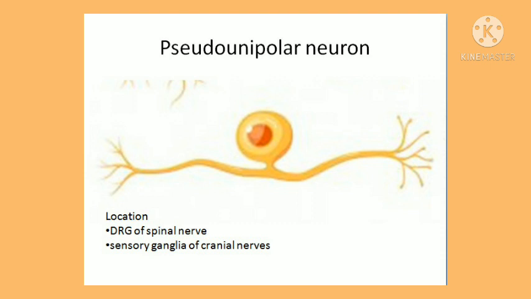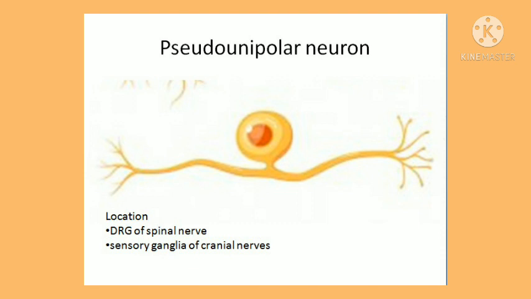The pseudounipolar neuron has a single cell body and a single cytoplasmic extension. Immediately after that, it forms a T junction, which gives two branches, right and left. One is called the axon, and the other is called the dendrite. So it is called a pseudounipolar neuron, which is located in the dorsal root ganglia of spinal nerves and sensory ganglia of cranial nerves.